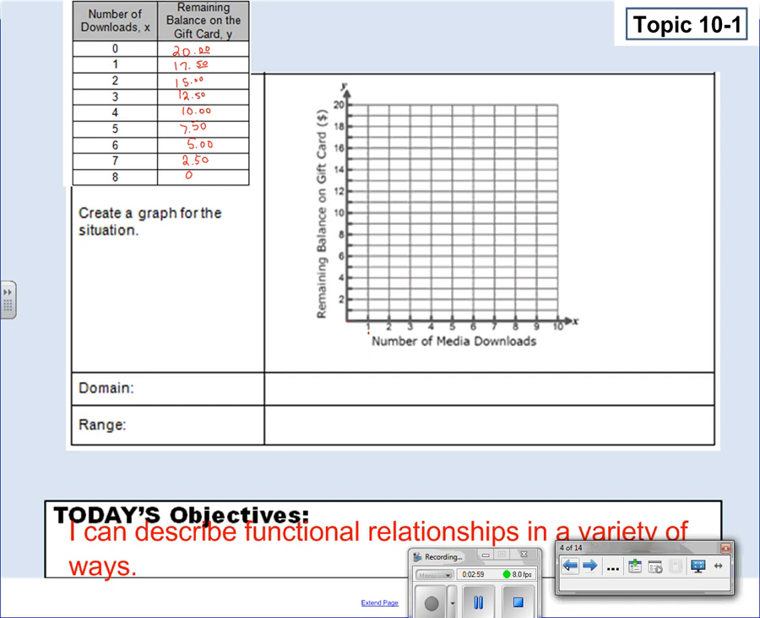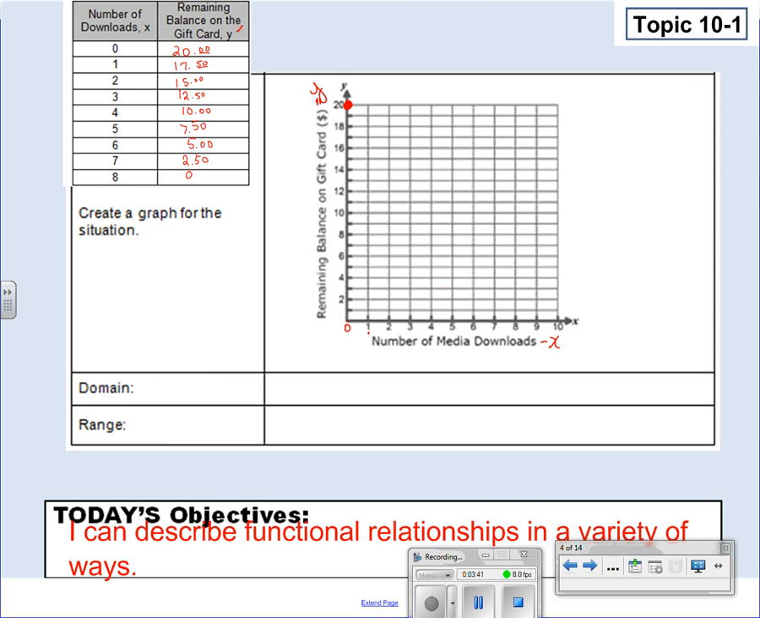Using our table, we can now graph our situation. So from our table, we see that our y-axis, this is our y-axis going up and down, is the remaining balance on the gift card. We see that is also what's listed in our table. And then our x-axis is the number of media downloads, and that is what is also listed in our table. So we're going to use the information from our table in order to plot our points. It's saying when the number of downloads is 0, then our remaining balance on the gift card is 20. So here's our beginning amount, again, or our y-intercept.